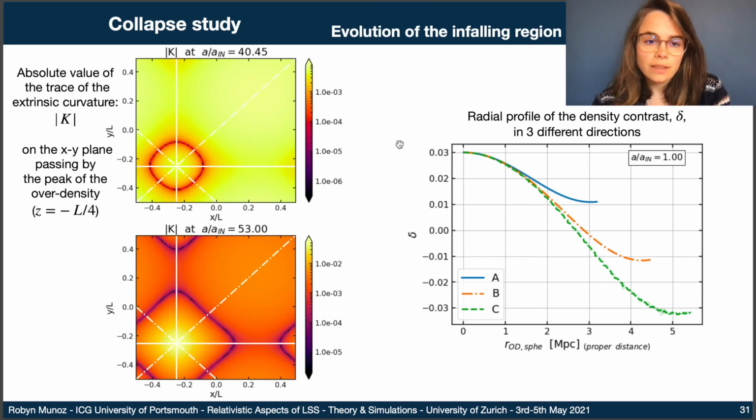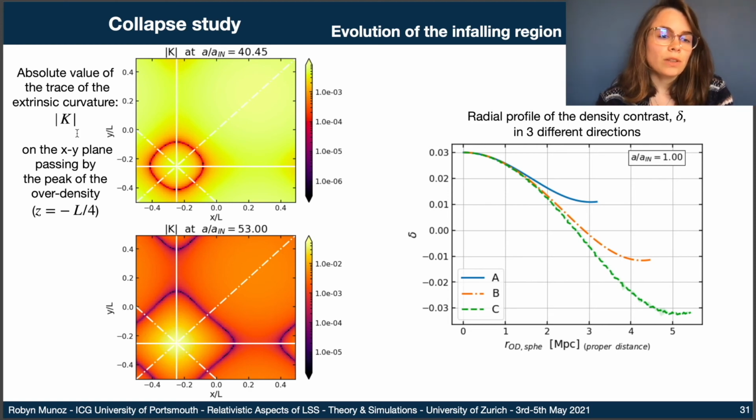To measure the instance where a region in space goes through turnaround, when it goes from expansion to infall, you consider the trace of the extrinsic curvature, and when that is 0, it's when it changes sign.